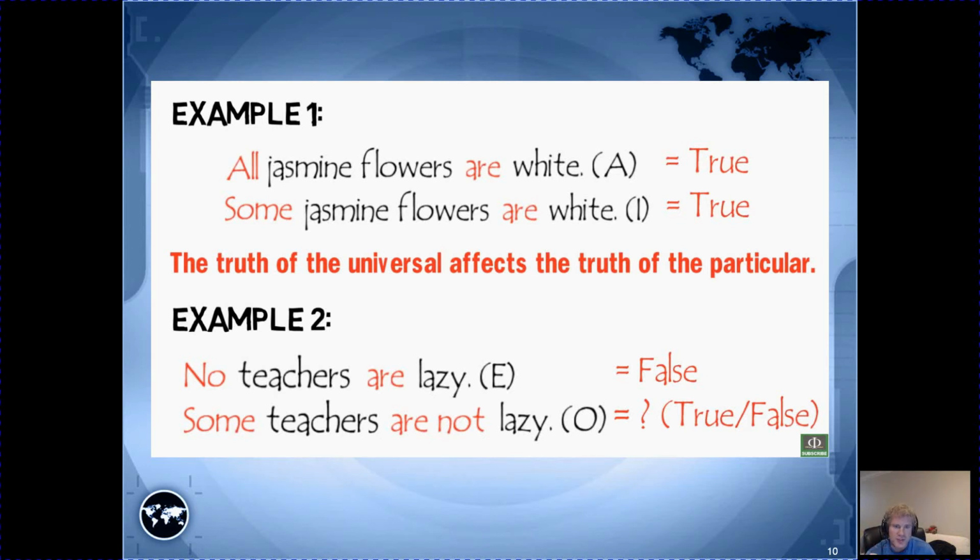So when you put in the word some, that statement could be true or false, because you could be saying some teachers are not lazy. If we say that the first one is false, then the second one could be true or false, because it could be that all teachers work hard. So that's where the subalternation comes into play.